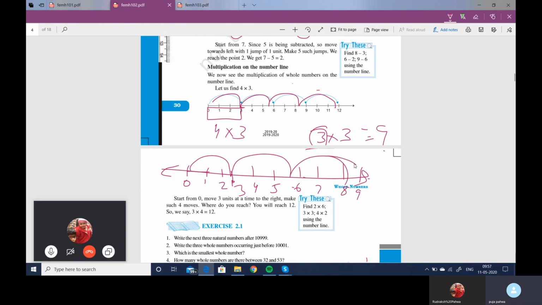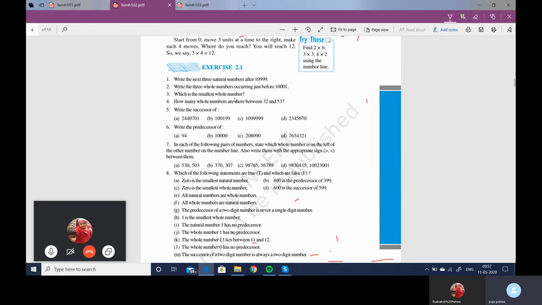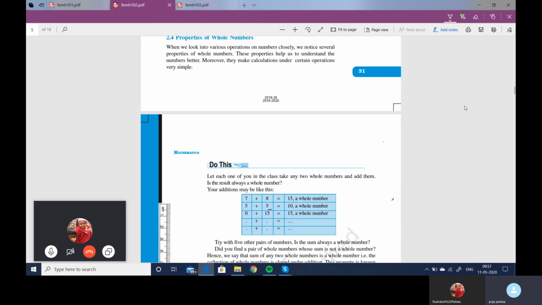So 3 3s are 9. We'll end up in 9. Now exercise, you already know what is a natural number, what is a whole number, the smallest whole number, and how many numbers are between 3 and 2. I have already told you. Now properties of whole numbers.